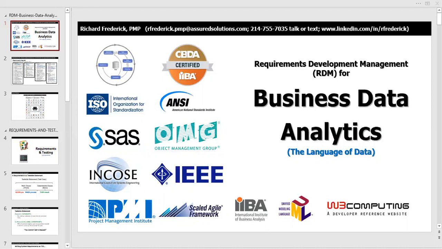Information about requirements development and management for, I call it business data analytics, but we're really going to just talk about requirements generically. And I always point out to people that if you're struggling with requirements, you're not alone. Look at all the different standards that have been created just to help us with this challenge of requirements.